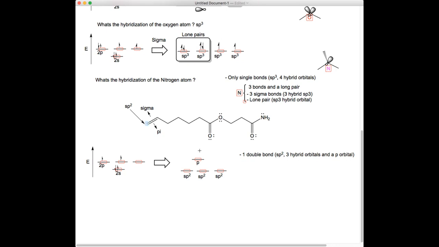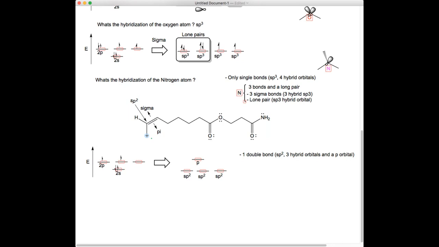Hydrogen cannot be hybridized. How many atomic orbitals are in hydrogen? Just 1. So can you talk about hybridization in hydrogen if it's only 1 atomic orbital? No, because there is nothing to hybridize with. It's just 1 orbital, okay?